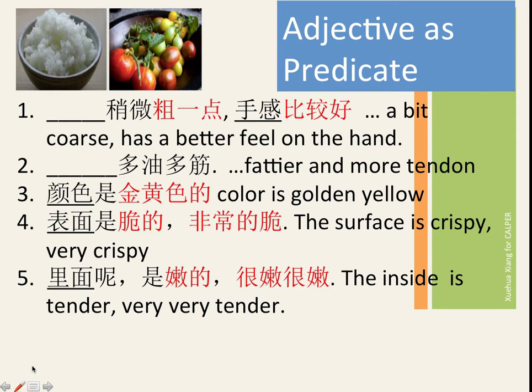Number 5, 里面呢, topic marker. So what about inside then? 是嫩的. Again, because of the use of 是 as the verb, we need to add 的 to the adjective. 是嫩的. So inside, it is actually very tender. 很嫩, very, very tender. So in both cases, number 4 and number 5, we see the use of 是, and then the adjective has to come with 的, and then the speaker, again, to further elaborate, uses 非常的脆, 很嫩.